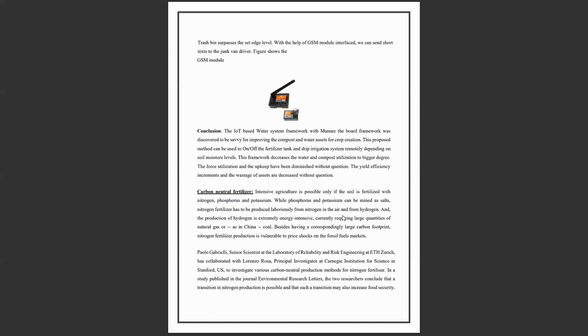These are used as hardware components, and the conclusion tells us that the IoT-based water system framework with manure management was found to be smart for improving the compost and water assessed for crop production. This proposed method can be used to turn on and off the fertilizer tank and drip irrigation system remotely depending on soil moisture levels. This framework decreases the water and compost utilization to a bigger degree.